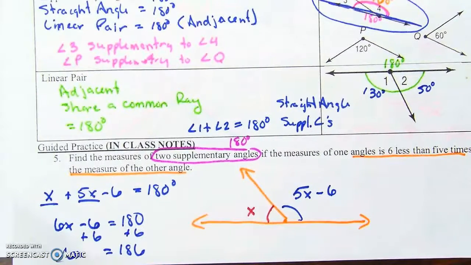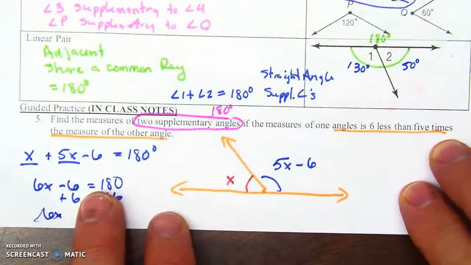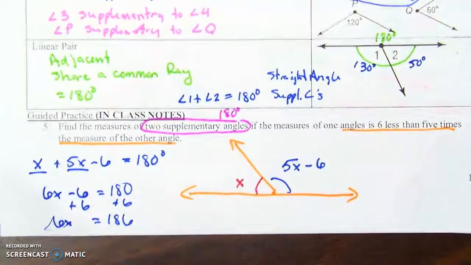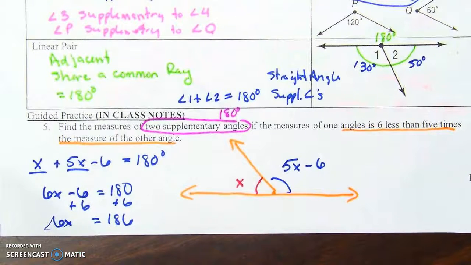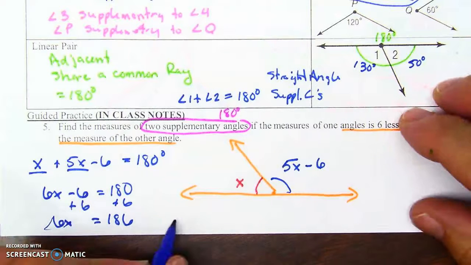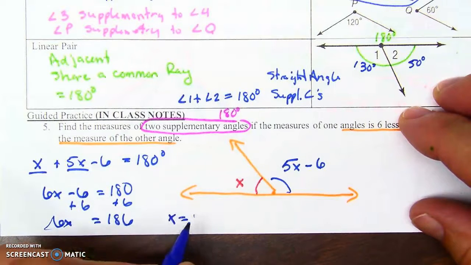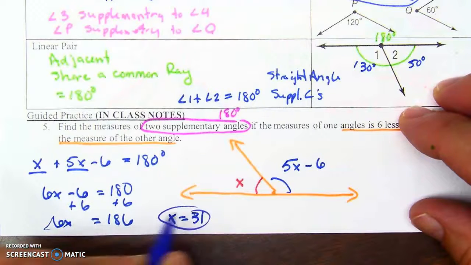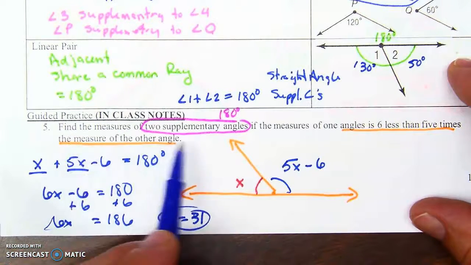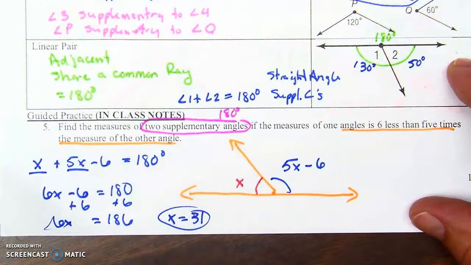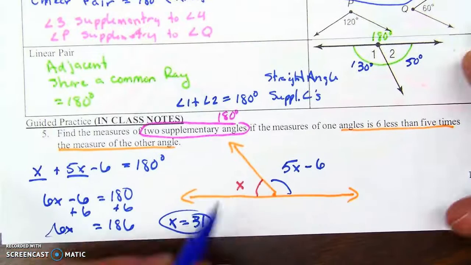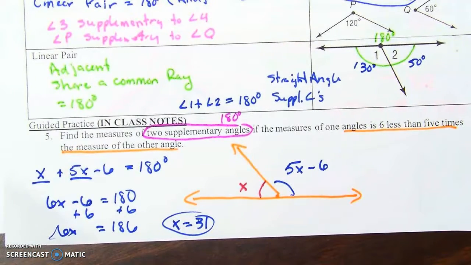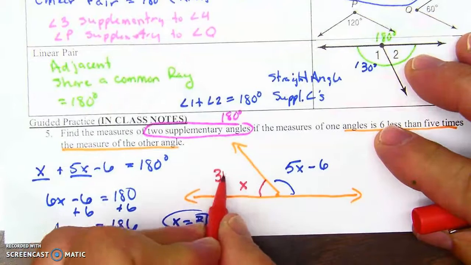Now with a calculator, I don't know if you guys see that on the screen or not. Okay, 6x equals 186. Let's grab out our calculator and see how we're doing here. We're going to go 186 divided by 6 equals, x equals 31. Okay. Now it says find the measures of the two supplementary angles. We're not done yet. So we know that this one is going to equal 31 degrees. That's our answer to that one.